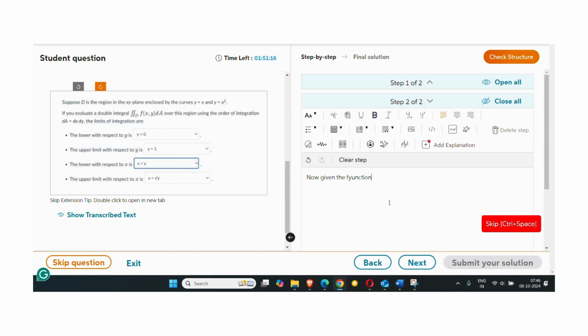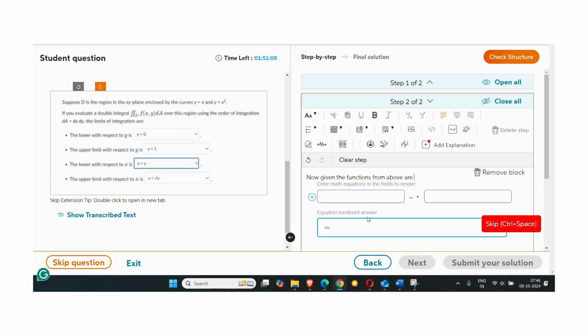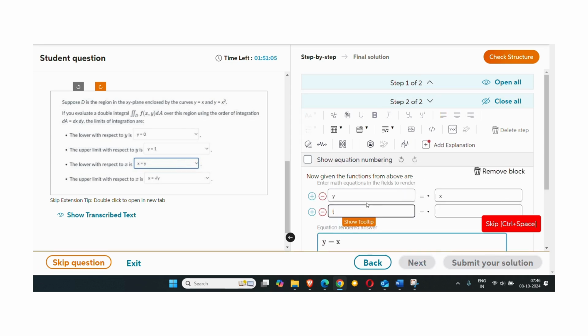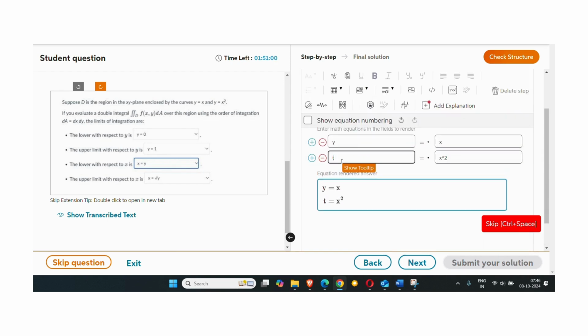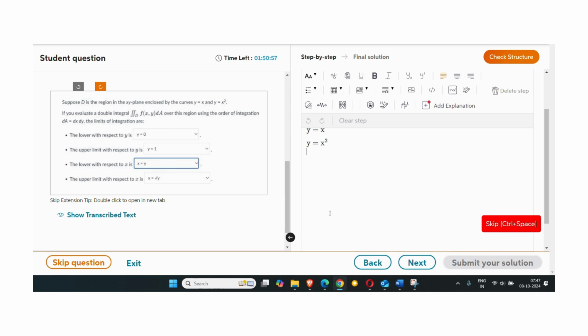Given the functions from above, let's find out the point of intersection between the curves first. After finding the point of intersection, we will plot the graph and we will find the limits of integration.